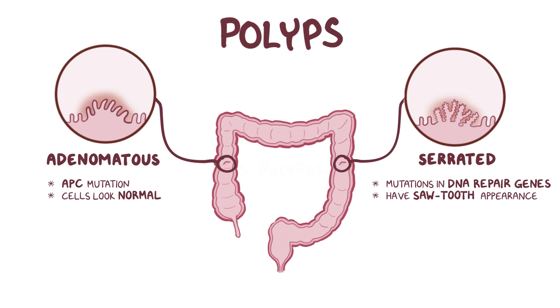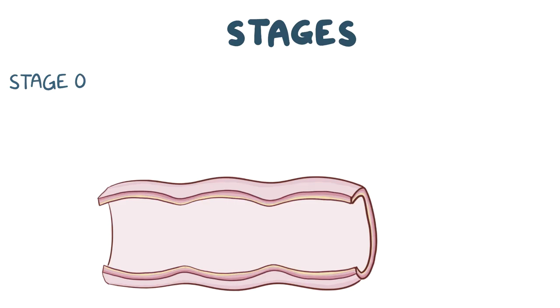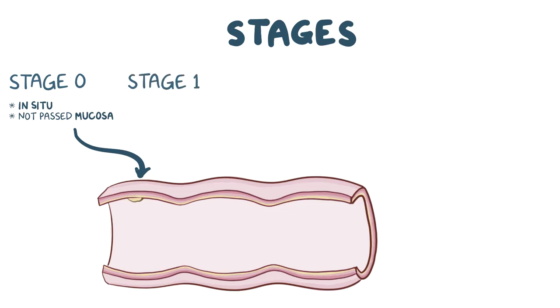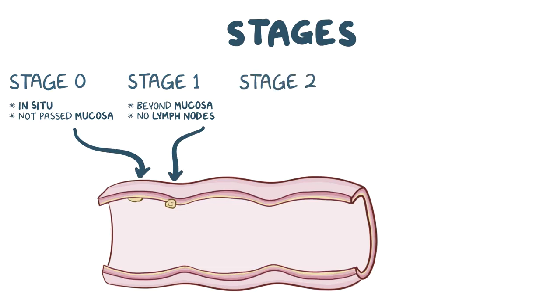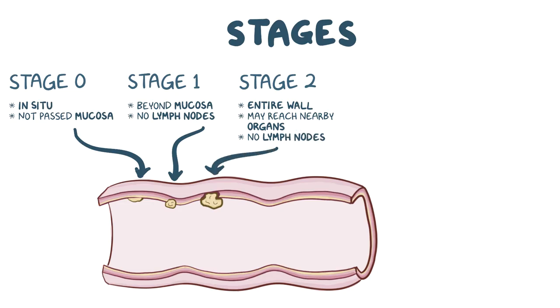When tumors become cancerous, they can be categorized into stages. Stage 0 is carcinoma in situ, meaning that the tumor has not grown beyond the mucosa. Stage 1 is when the tumor has grown beyond the mucosa, but has not spread to lymph nodes or distant organs. Stage 2 is when the tumor has invaded the whole colonic or rectal wall, and may have reached nearby organs or tissues, but still has not spread to lymph nodes or distant organs.